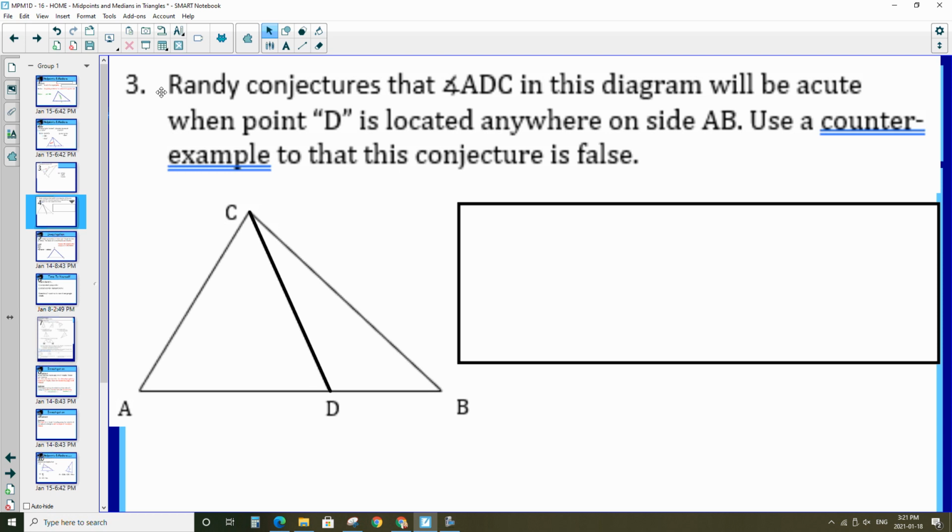And the third example, we have Randy who conjectures, so he makes a prediction or he guesses that angle ADC, when we say angle ADC, what we're really talking about is the D. Okay, it's the letter in the middle. So ADC means this angle right here. In this diagram will be acute. So hopefully you remember what acute means. Acute means an angle less than 90 degrees. So less than 90.